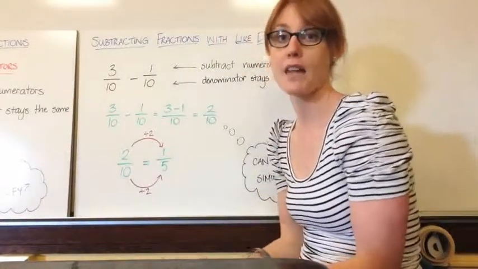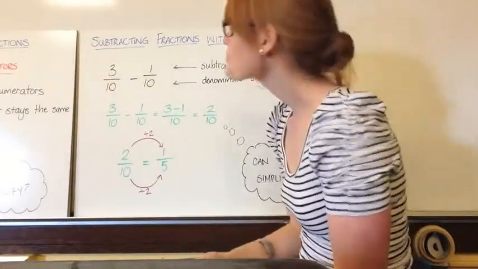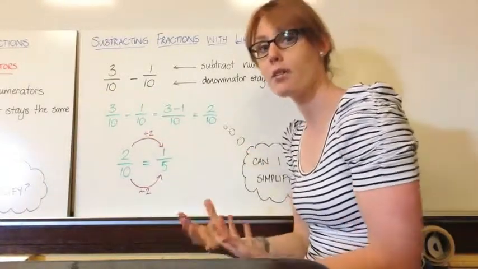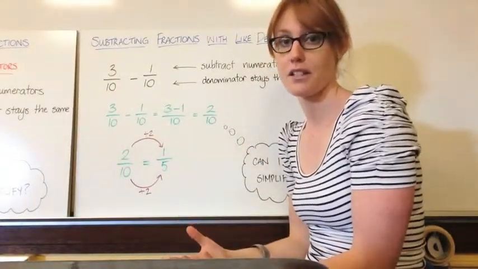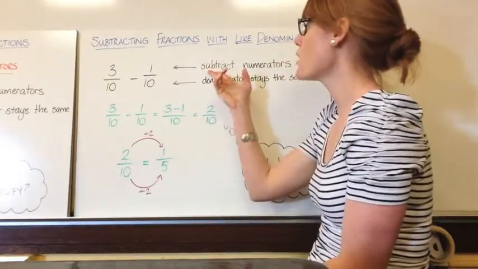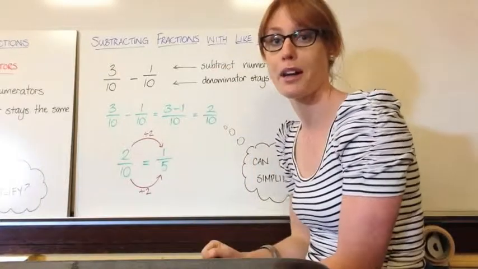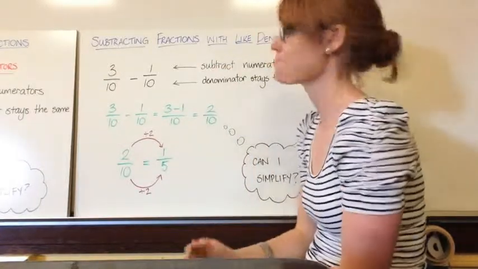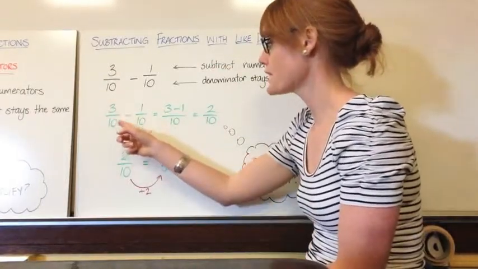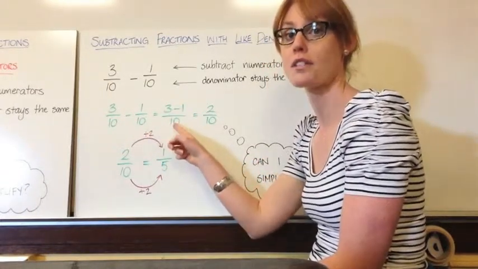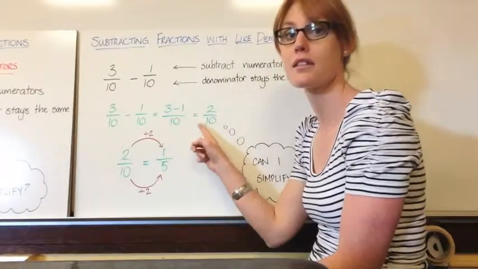Subtracting fractions with like denominators is just as simple. We have 3/10 take away 1/10. Following in the same vein as adding fractions with like denominators, we do our operation to the numerator, but we leave the denominator the same. So 3/10 take away 1/10 is 3 take 1 on 10, which is equal to 2/10.